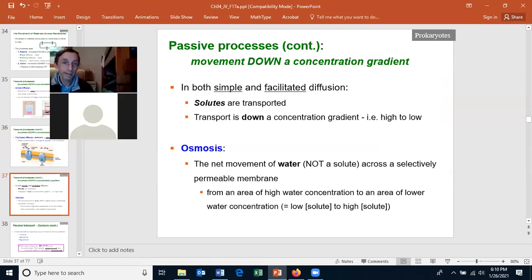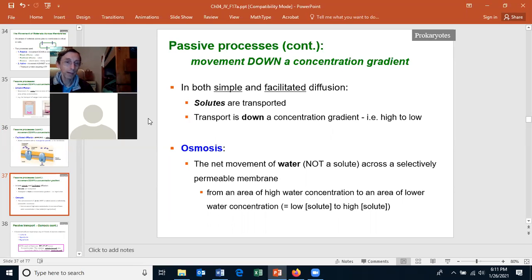In both simple and facilitated diffusion, the solutes are transported, and that transport happens down the concentration gradient, from regions of high concentration to regions of low concentration. With osmosis, we're not moving a solute, we're moving the solvent water across a selectively permeable membrane. And the water moves from areas of high water concentration to areas of low water concentration.